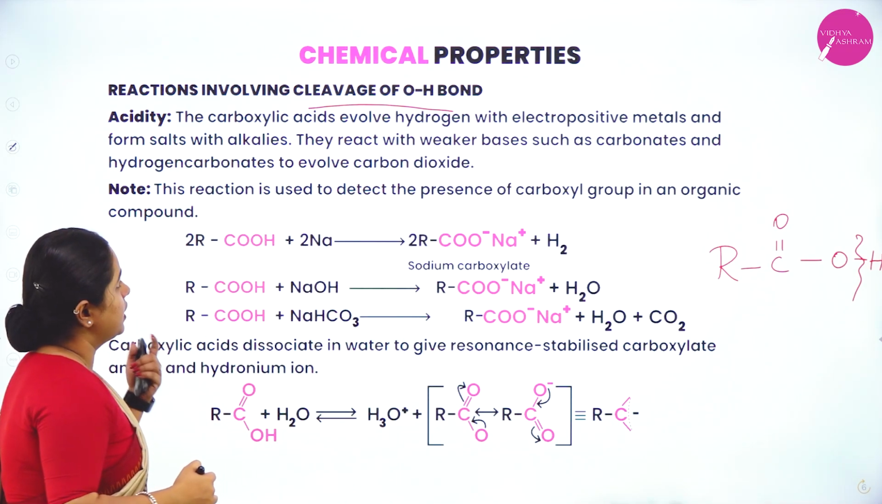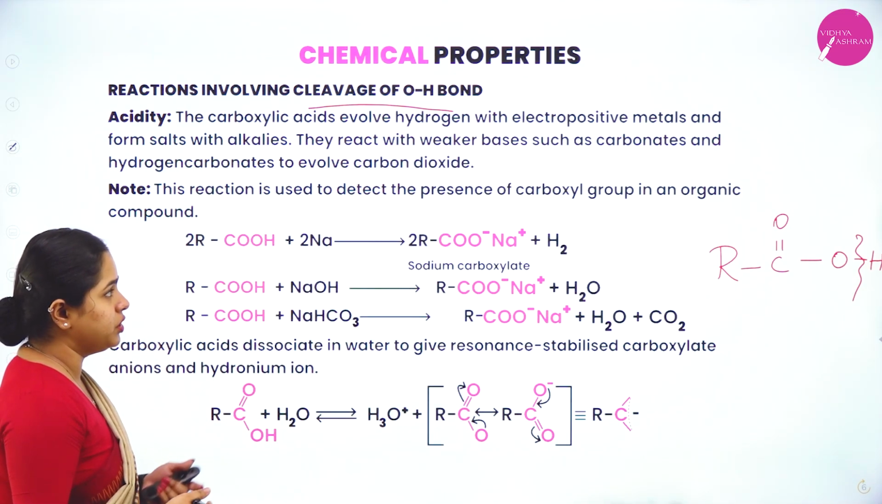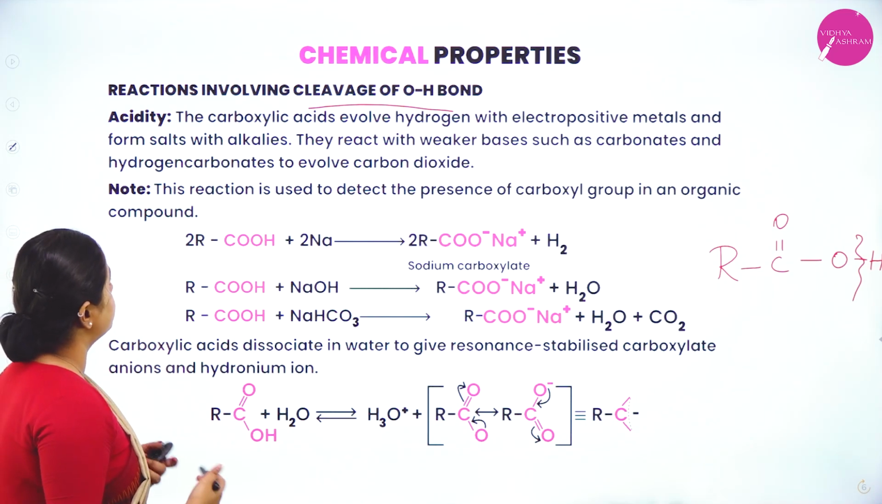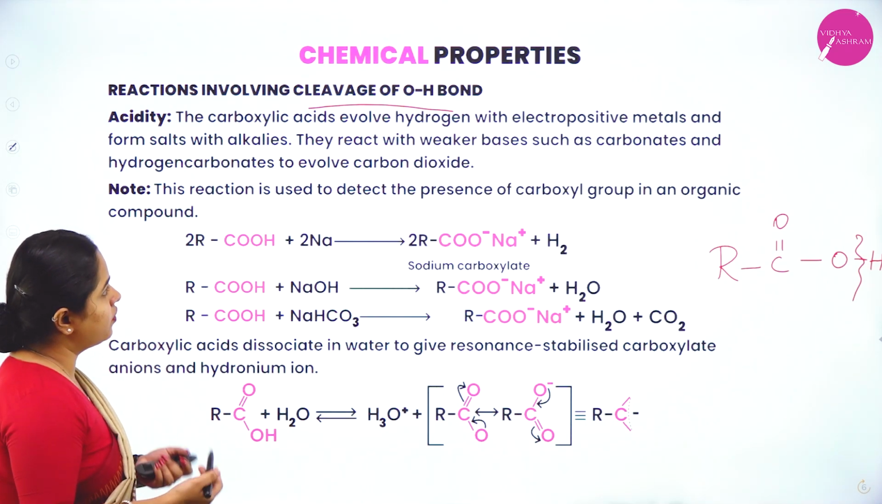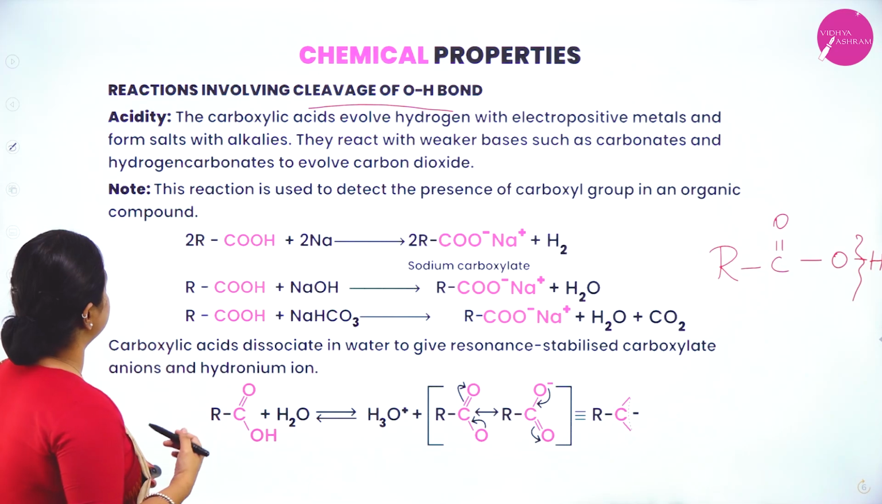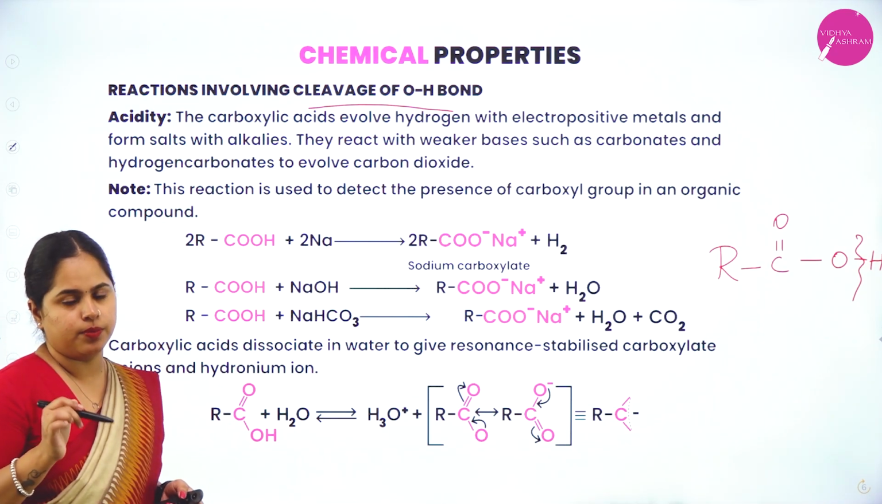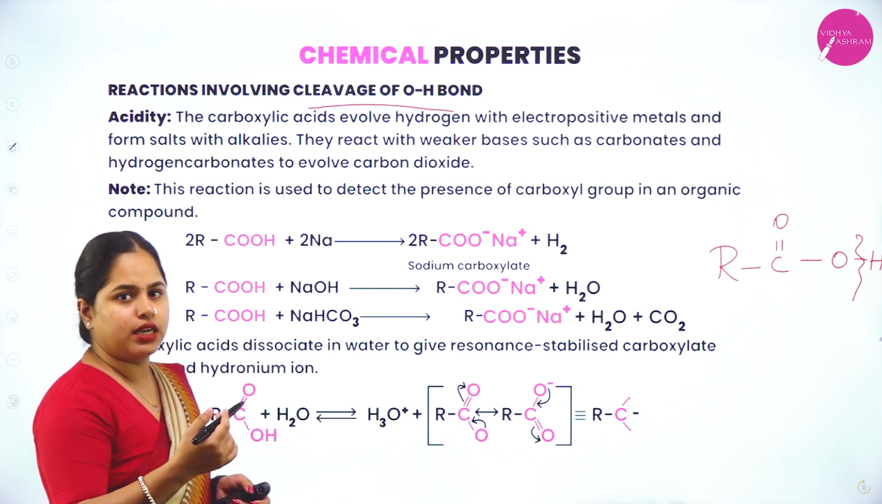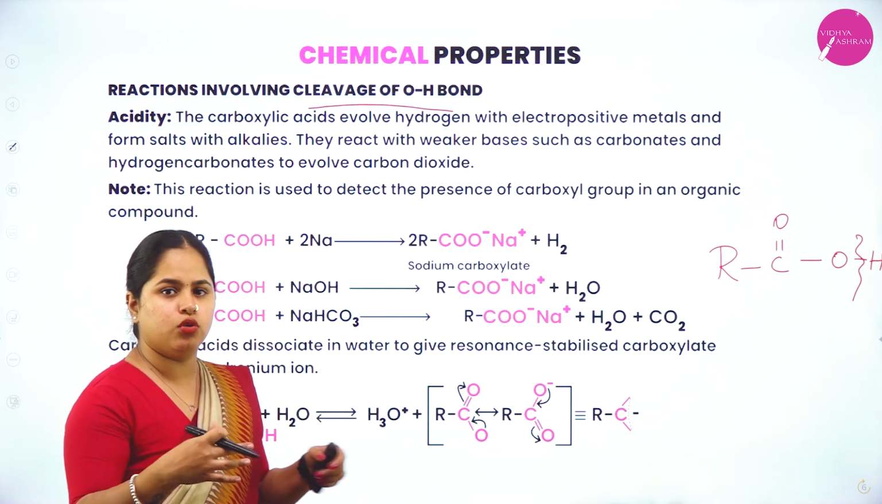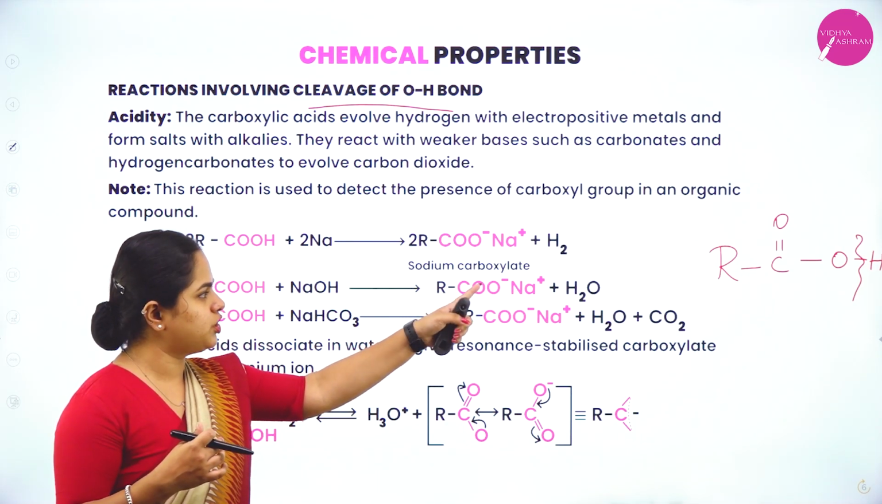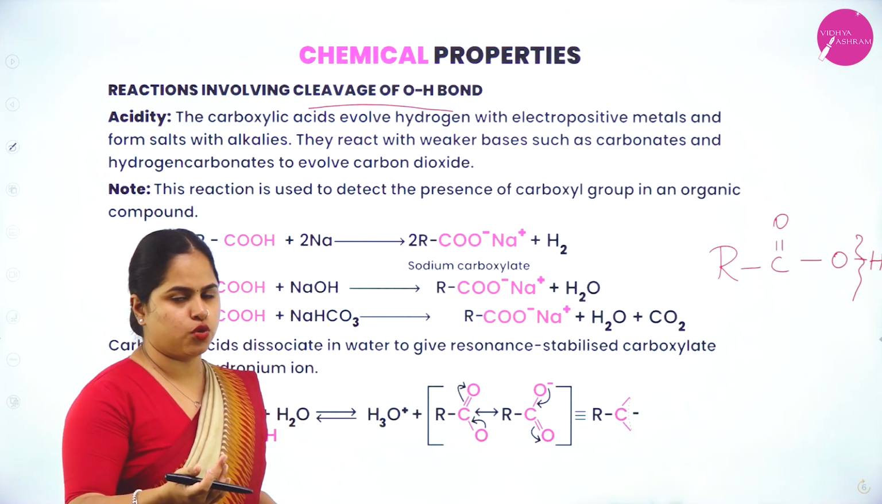So acidity: carboxylic acids evolve hydrogen with electropositive metals and form salts with alkalis. They react with weaker bases such as carbonates and hydrogen carbonates to evolve carbon dioxide. Because of this acidic nature, what does it mean? It is able to donate its H+. As discussed, the oxygen-hydrogen bond is going to break, so H+ is going to be released.